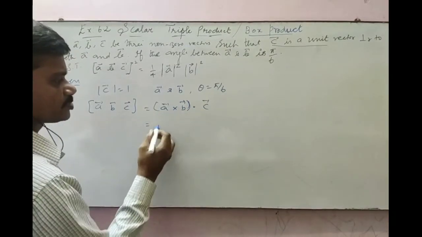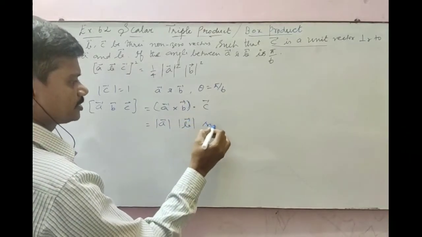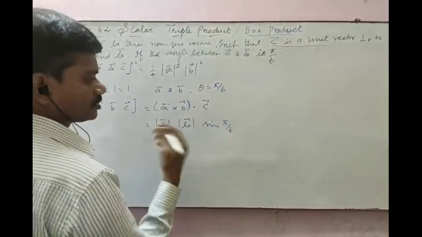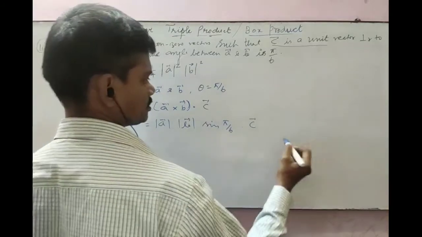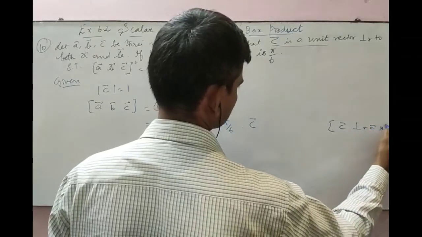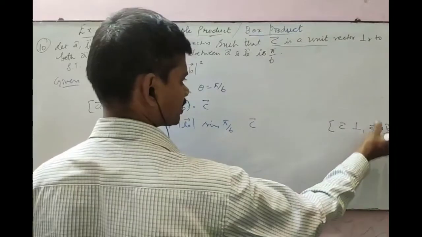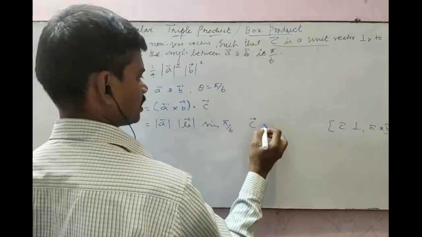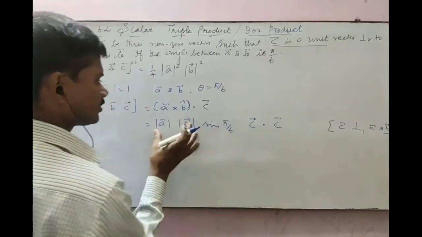What is the formula for a cross b? Modulus of a, modulus of b into sin theta, here theta is pi by 6, into the cap vector. What is the cap vector? Here the cap vector is c vector, since c is perpendicular to both a and b. C is perpendicular to a and b. So the cap vector of a cross b is c vector. So this is the cap vector of a cross b.